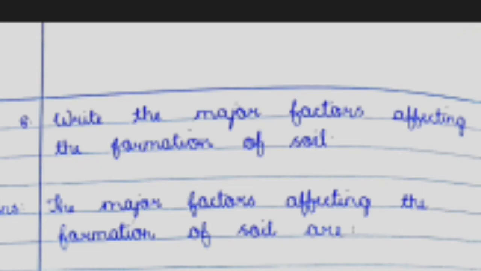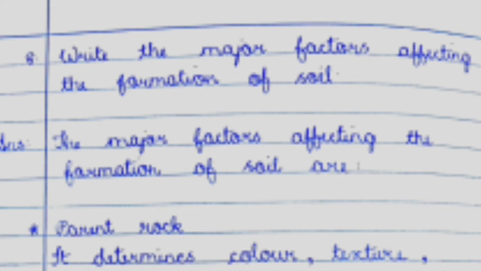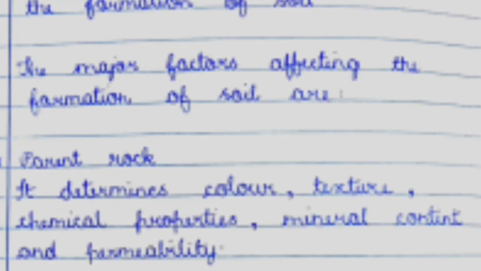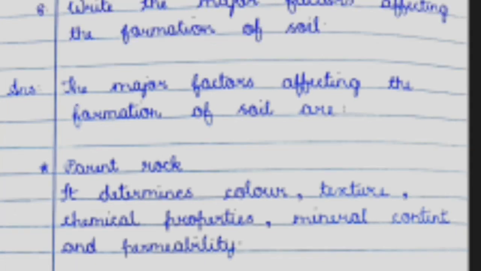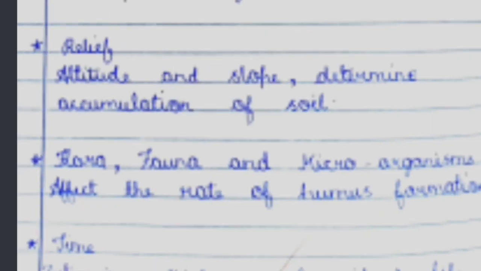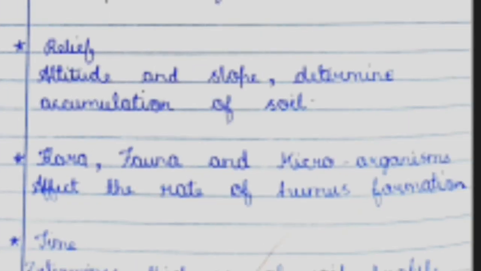8. Write the major factors affecting the formation of soil. Answer. The major factors affecting the formation of soil are 1. Barren rock. It determines color, texture, chemical properties, mineral content and permeability. 2. Relief. Altitude and slope determine accumulation of soil. 3. Flora, fauna and microorganisms affect the rate of humus formation.